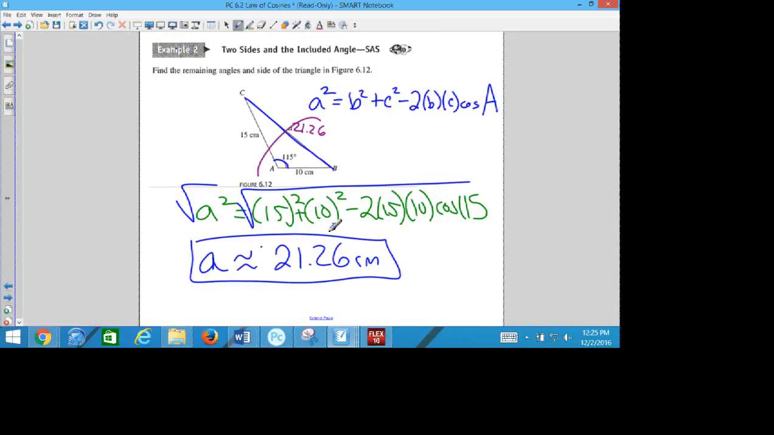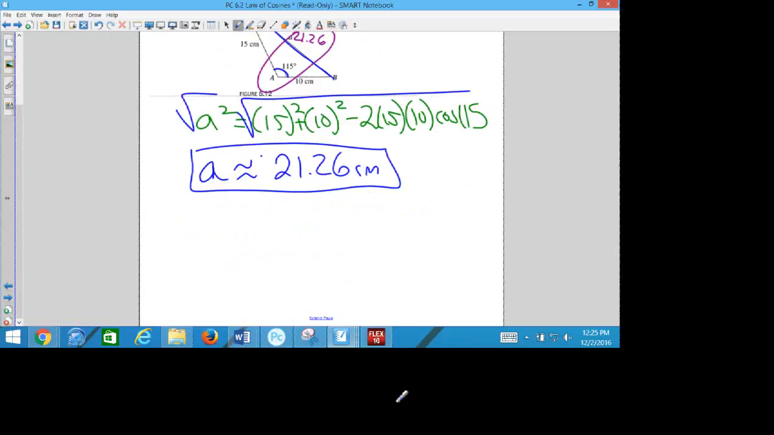So if I wanted to, I could now use law of sines. So I'm going to show you using law of sines. If you want to use law of cosines, you can do that too. But you could use law of sines because we have these. We would do 21.26, but I'm not actually going to use that number. I'm going to use the answer over sine of angle A, which is 115.